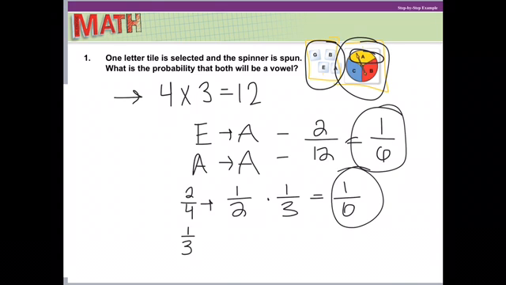So for this one, it was okay to just think about the possibilities and the different outcomes, but later on it's going to make more sense to multiply the two different probabilities together.